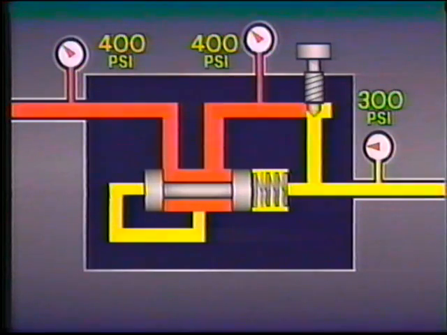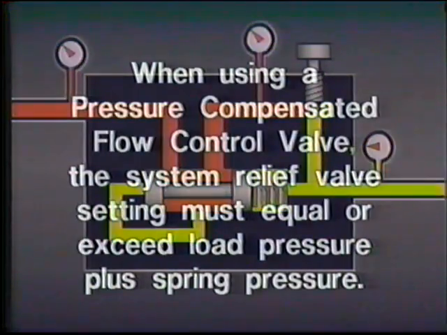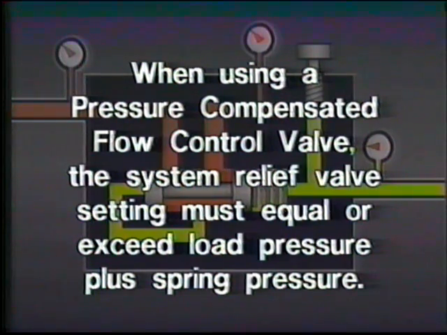Since additional increases in the load will not be able to push the compensator spool back any farther, the valve will be unable to compensate for any more changes in pressure from the load. When using this kind of pressure-compensated flow control valve, the system's relief valve setting must be at least as high as the workload pressure and the spring pressure. Otherwise, the valve will not be able to compensate for changes in pressure.